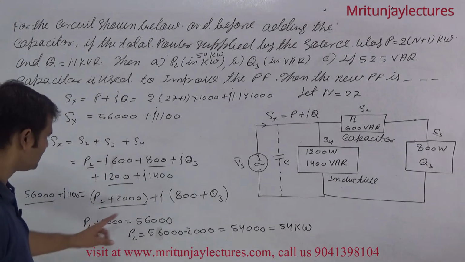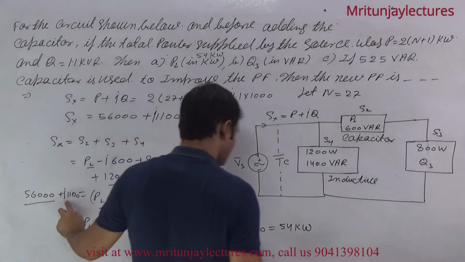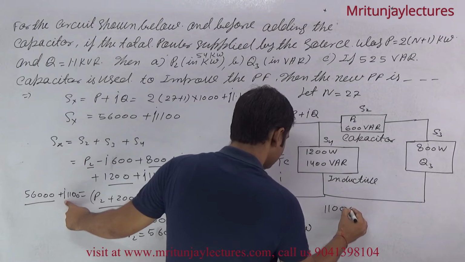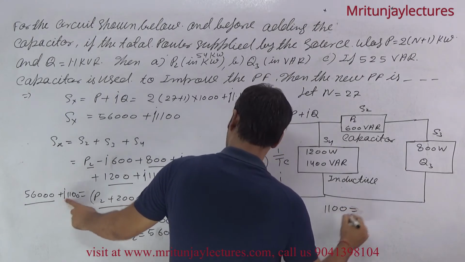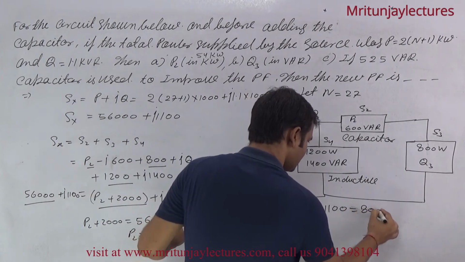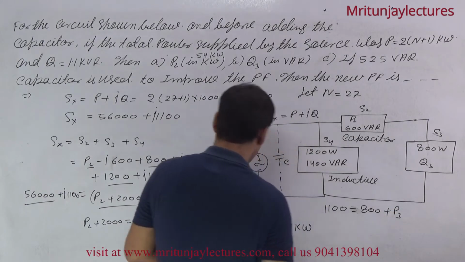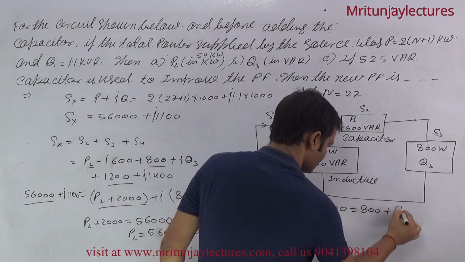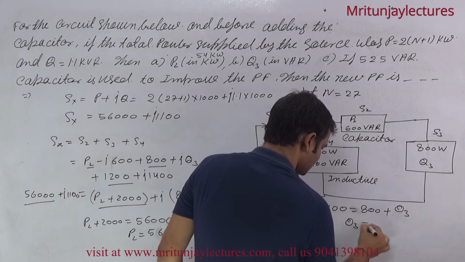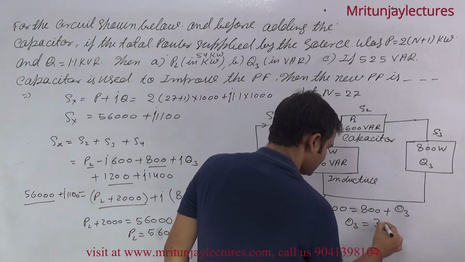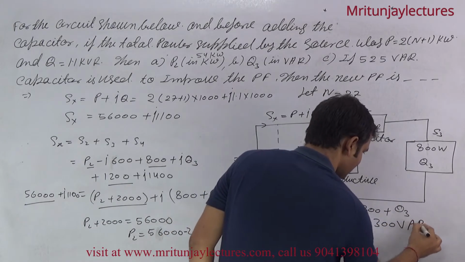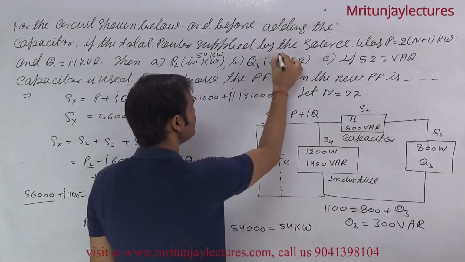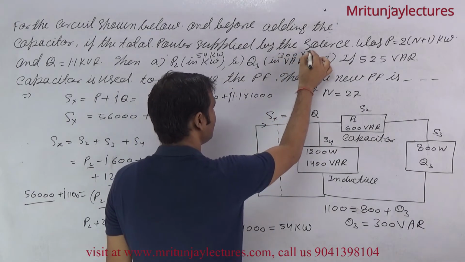Now another way, what about Q3? This is equal to 800 plus Q3, so Q3 is 300 VAR. Finally Q3 is 300 VAR. Clear?